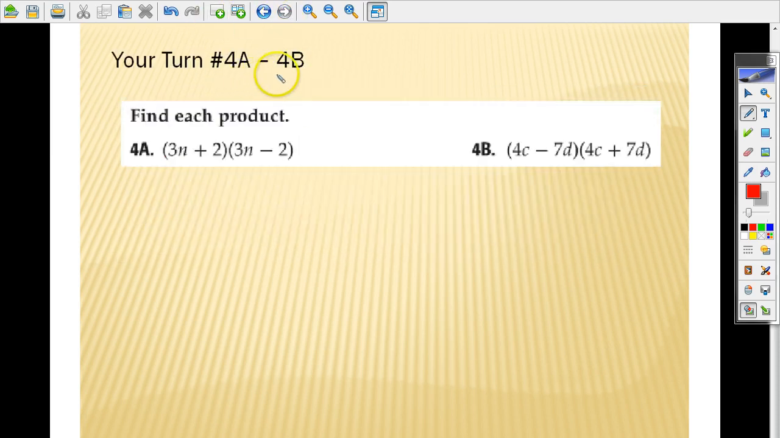Okay, so here's your turn 4A and 4B. This is the last slide for homework. So let me rewrite your equation here. If you have A plus B times A minus B, this will become just A squared minus B squared. Okay, so A squared minus B squared, right answers for 4A and 4B, and you are done with tonight's homework.